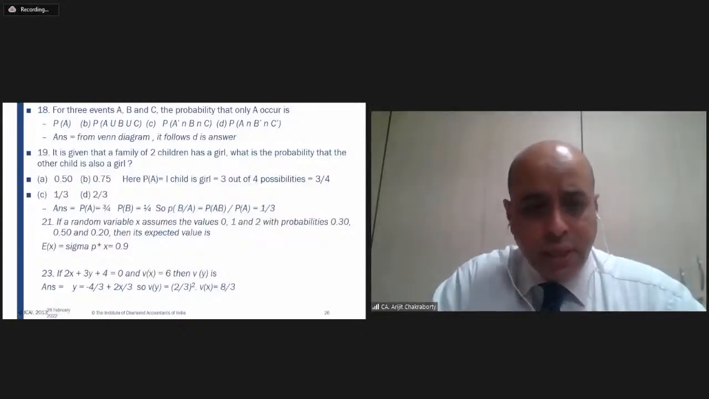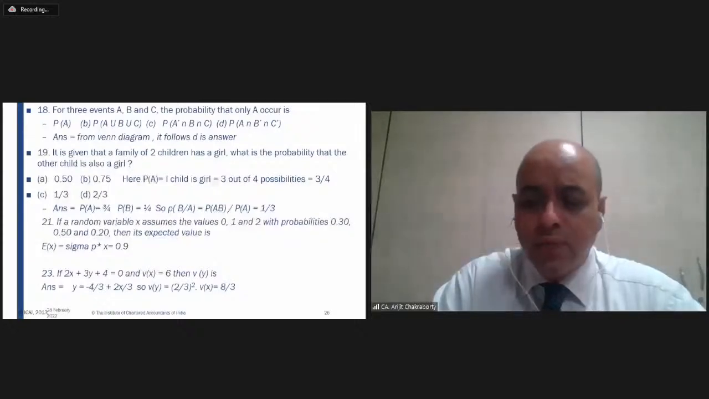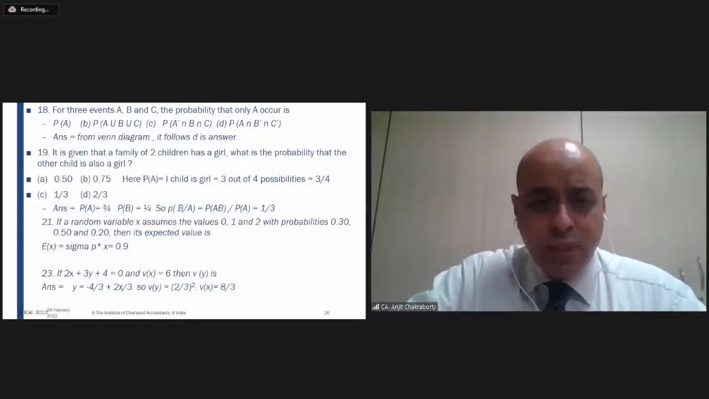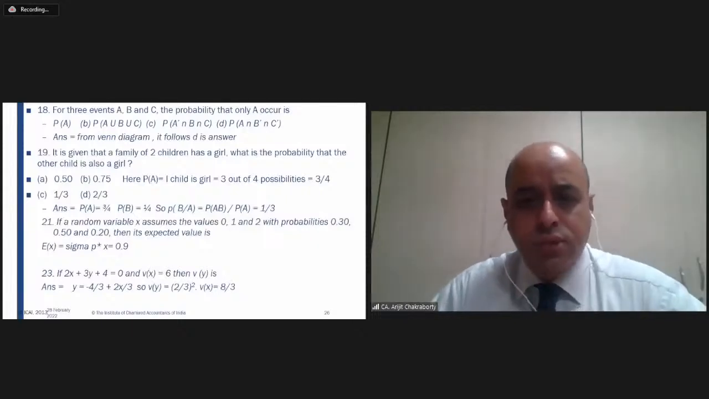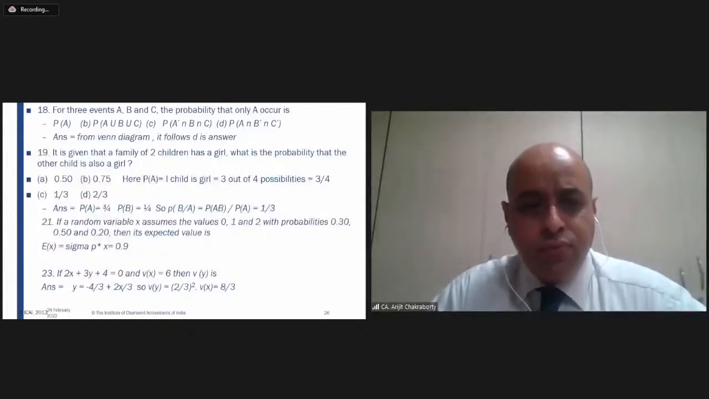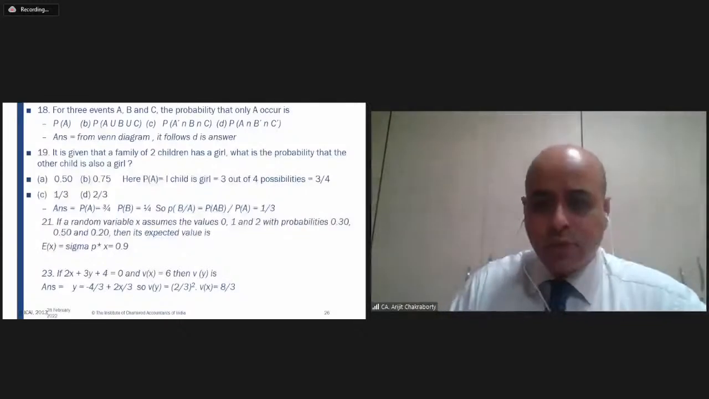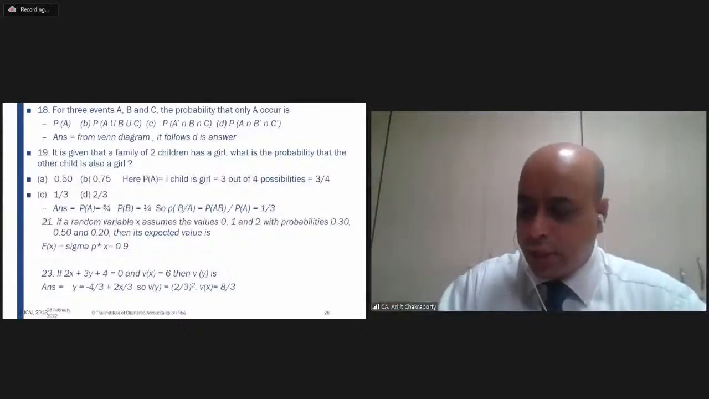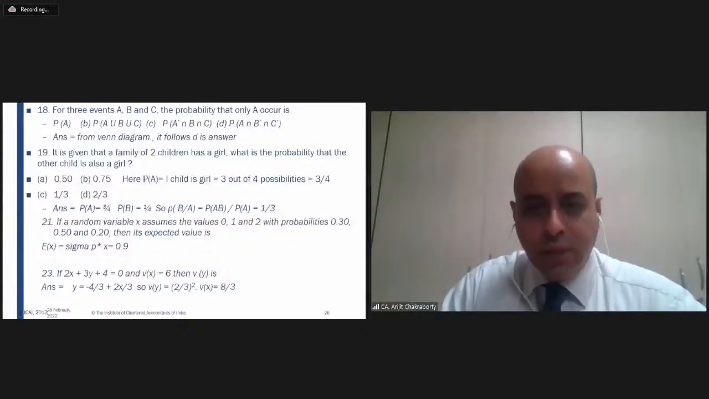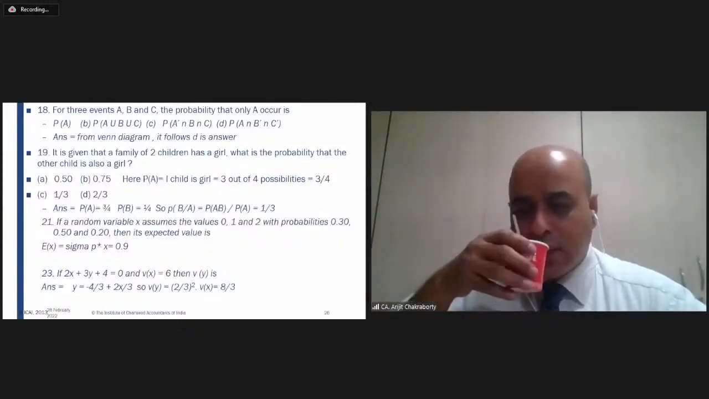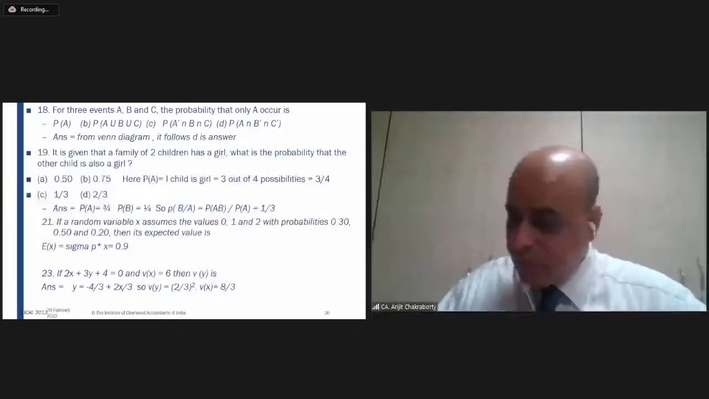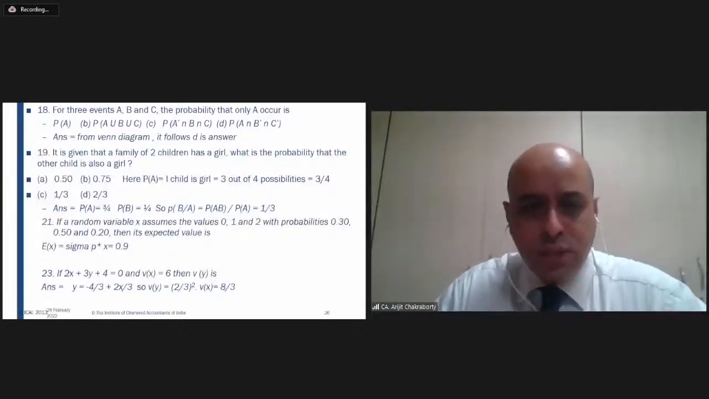I have taken the next questions, number 21 first. If a random variable X assumes the values 0, 1 and 2 with the probabilities 0.3, 0.5 and 0.2, then what is the expected value? So this is a simple question. You can just write it in a single table. I'm writing a small table here. Just try it out on your own, and then we will tally the answers.